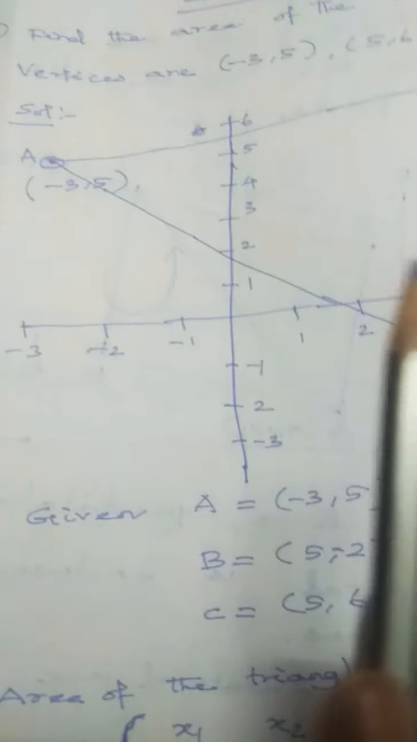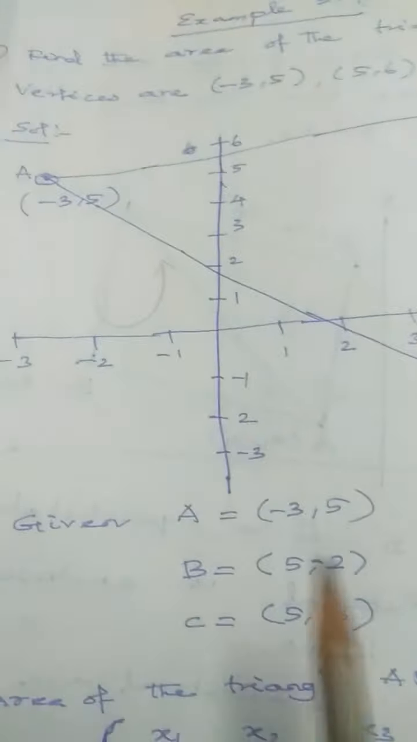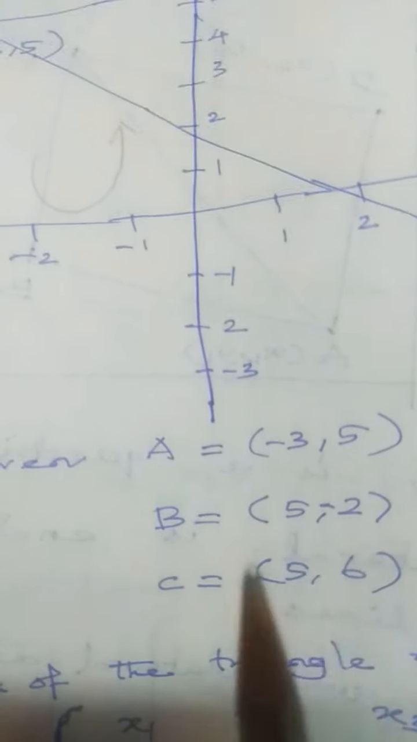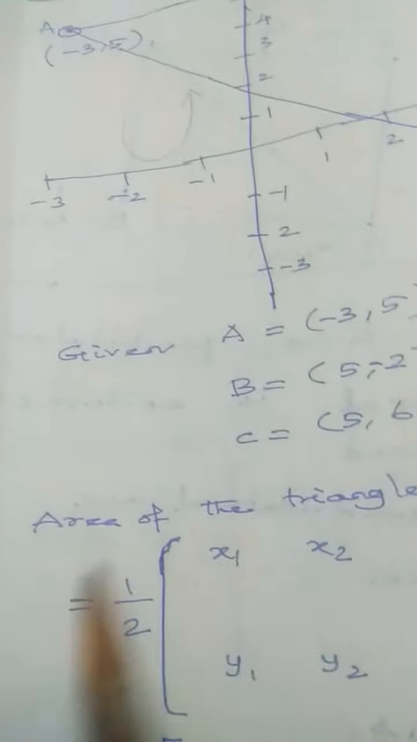So you see, when you are writing the points, you should be very careful without any mistakes. Be careful with the signs, and you must take the numbers from the question carefully. A is (minus 3, 5), B is (5, minus 2), and C is (5, 6). Okay, area of the triangle.